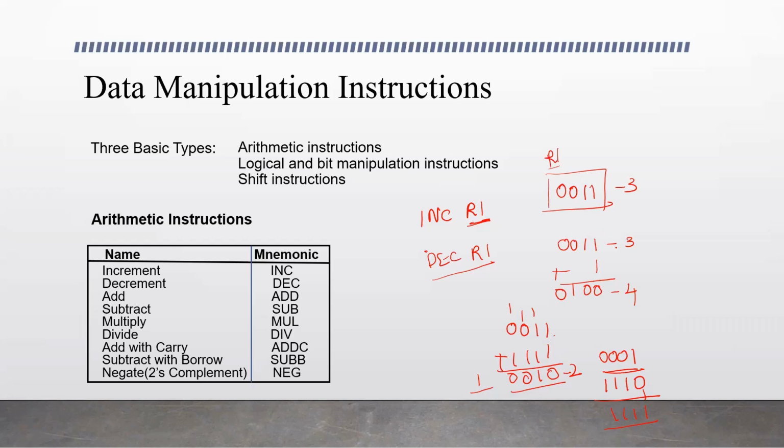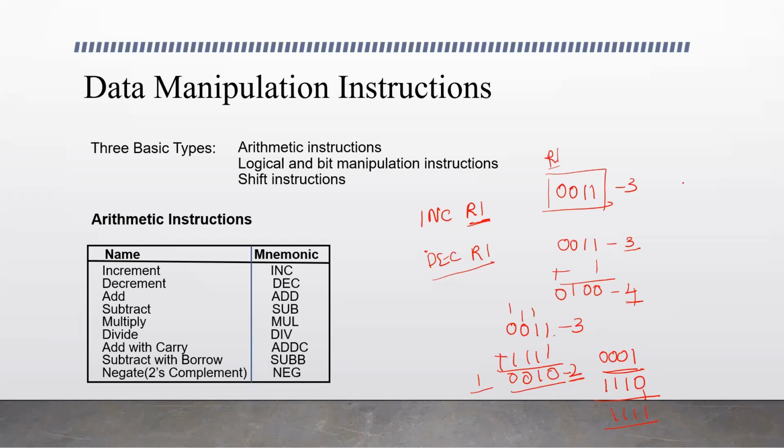When the data is 3 and incremented, it becomes 4. When the data is 3 and decremented, decrementing is subtracting 1 from the data. Subtraction is implemented by performing 2's complement and addition, finding the 2's complement of the subtrahend and adding it to the minuend. This way decrement is performed.